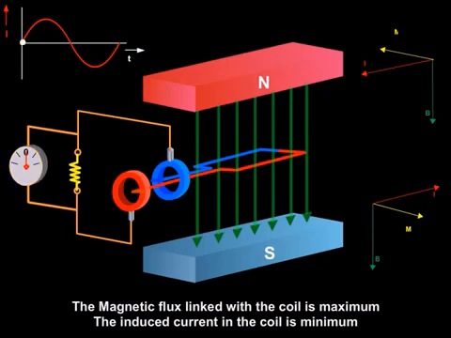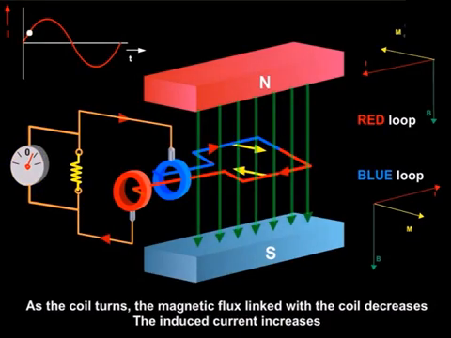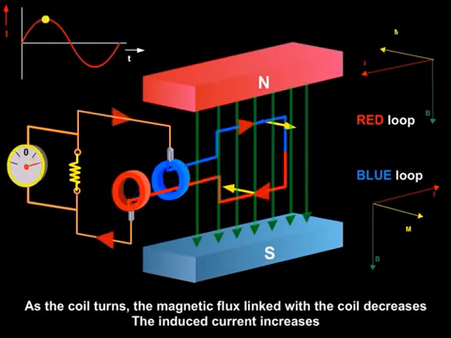As the plane of the coil turns further, the magnetic field lines through the surface of the coil start reducing rapidly. The rate of change of flux is large and increasing. The current induced in the coil therefore increases.